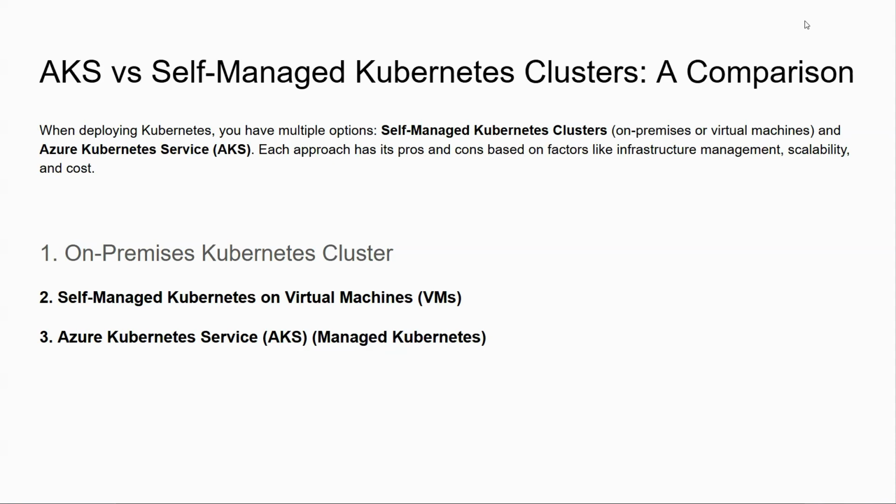Got it? So we have three types of Kubernetes setups. First, we use our on-premises Kubernetes cluster. Second, self-managed Kubernetes on virtual machines. Third, Azure Kubernetes Service, managed Kubernetes for Azure. Even in AWS we have a Kubernetes version, EKS.